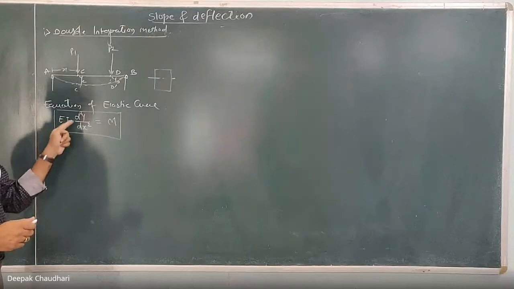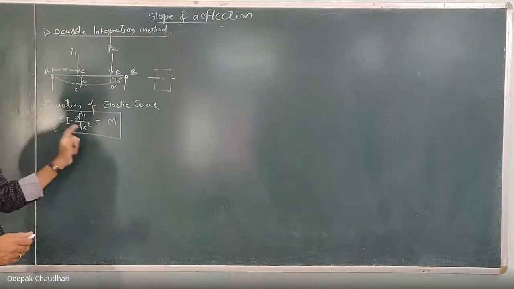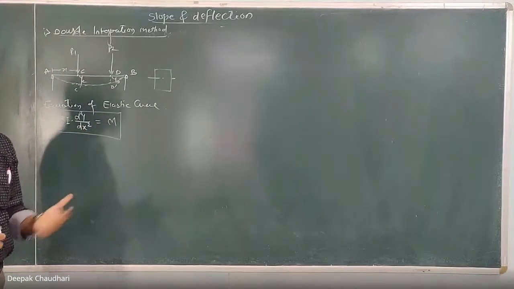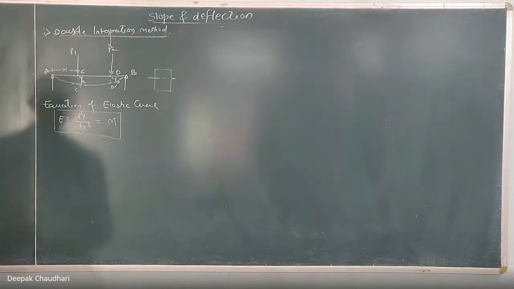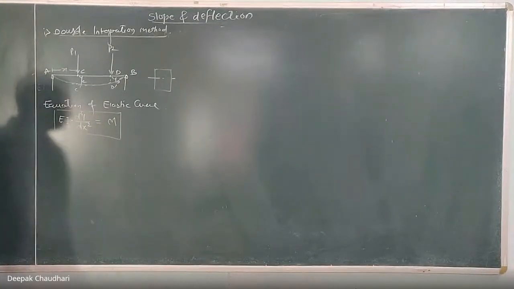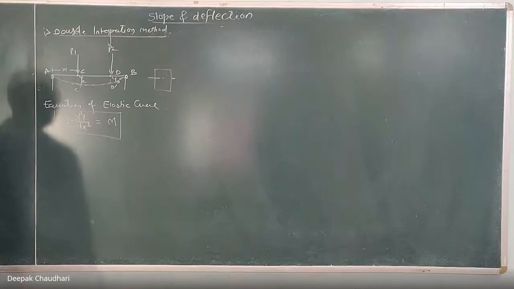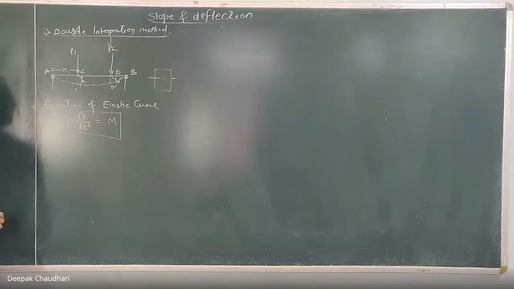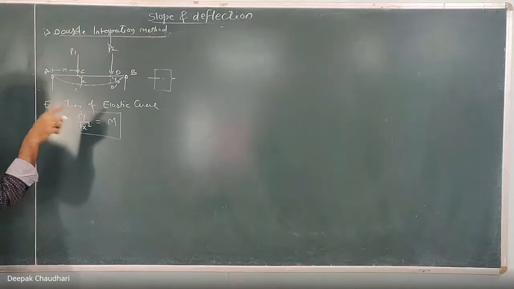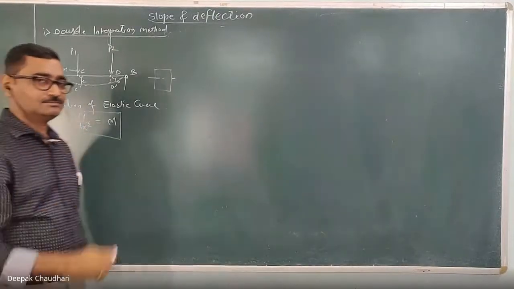So it is EI into d2y by dx square equal to M. Y is the vertical deflection, x is the horizontal distance from point A, normally from the left support. M is the bending moment. So this is known as the differential equation of the elastic curve. Remember, this is the basic equation which we are going to use for Macaulay's method also.